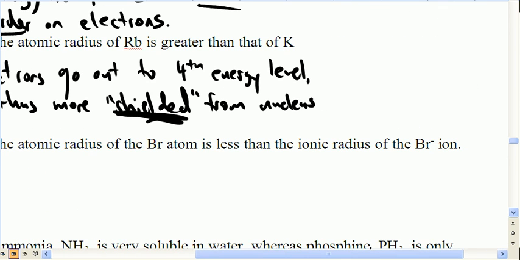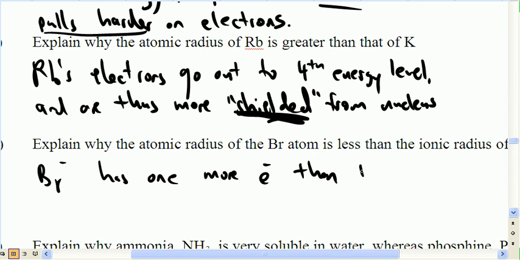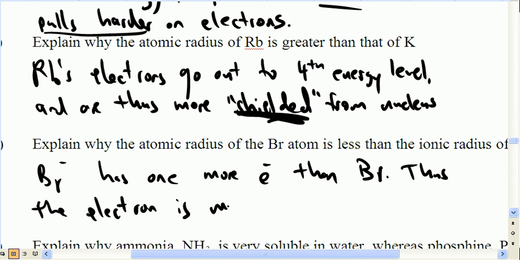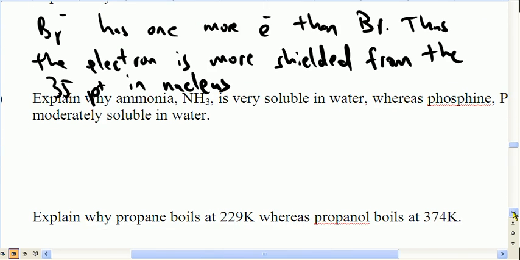Okay? So we have Br and Br minus here, and they want to know why Br minus is larger. So Br minus has one more electron than Br. Thus, the electron is more shielded from the 35 protons that are in the nucleus of Br. Negative ions are larger than the neutral atom, positive ions are smaller than the neutral atom.